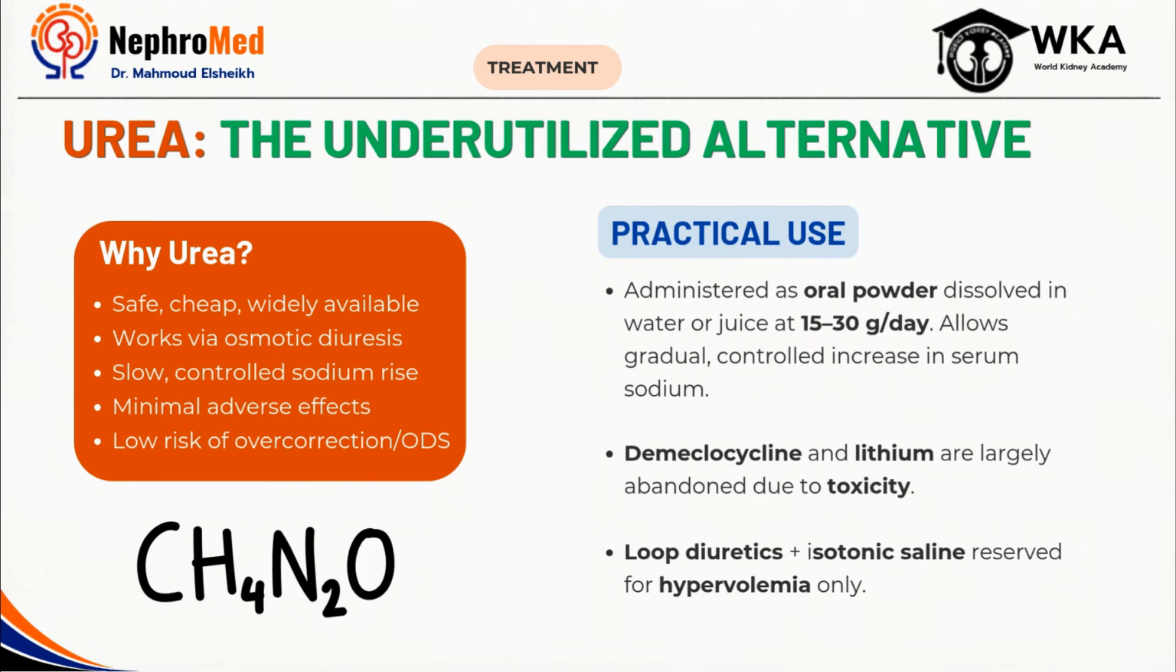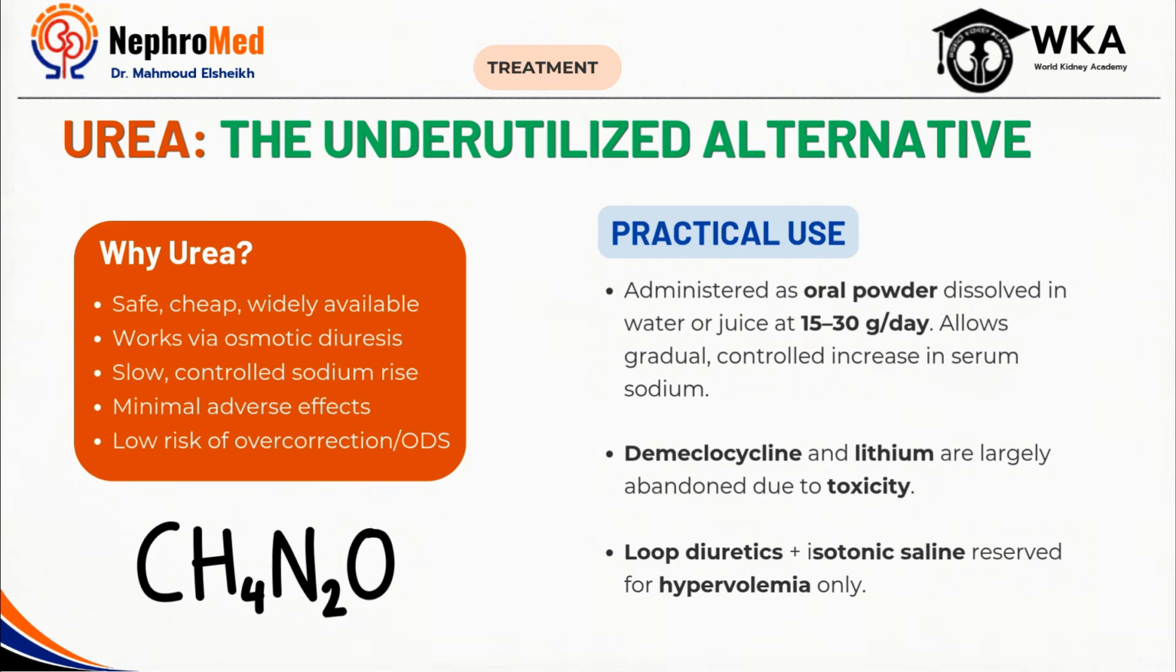Now, from a practical standpoint, urea has several advantages. It's relatively safe, cheap, widely available, and generally associated with minimal adverse effects. Unlike Vaptans, the sodium rise is usually more controlled and predictable. Clinically, urea is commonly administered as an oral powder dissolved in water or juice, with a usual dose of about 15 to 30 grams per day. Of course, the major limitation is palatability. Many patients dislike the taste, although flavored formulations have improved tolerability significantly.